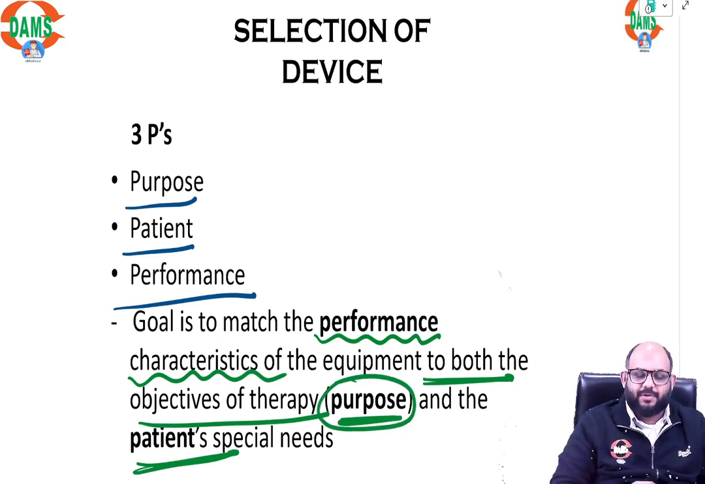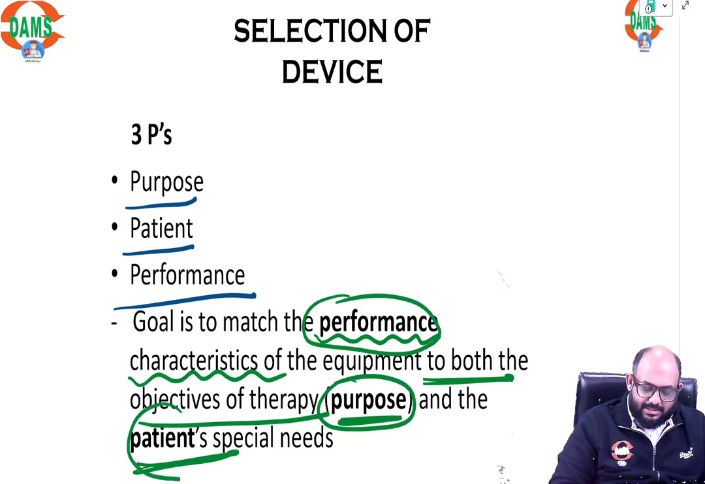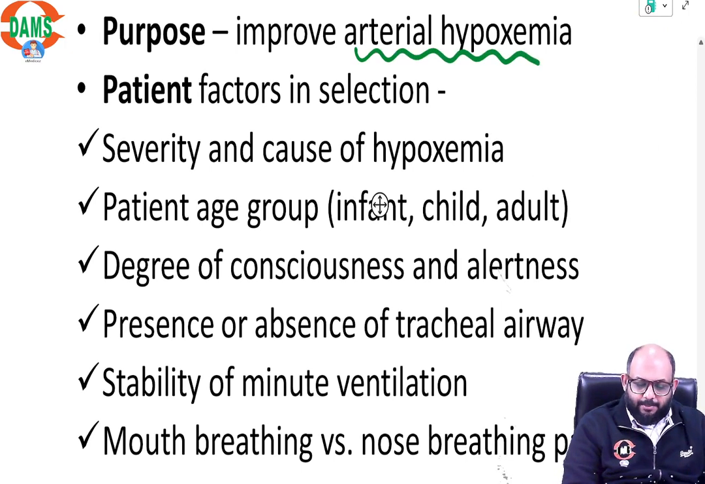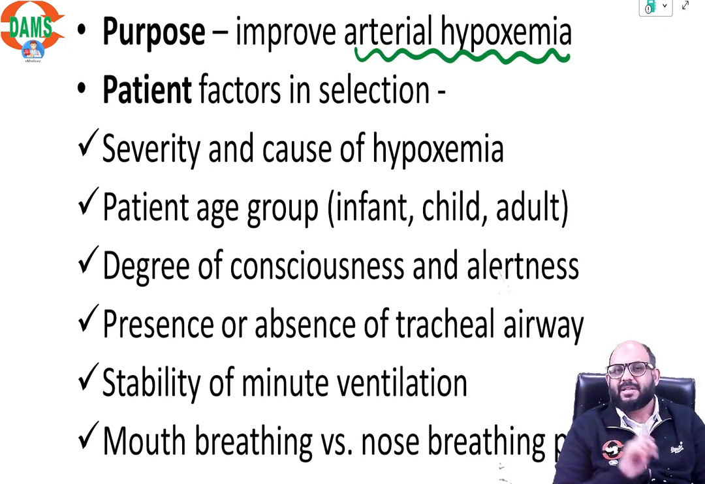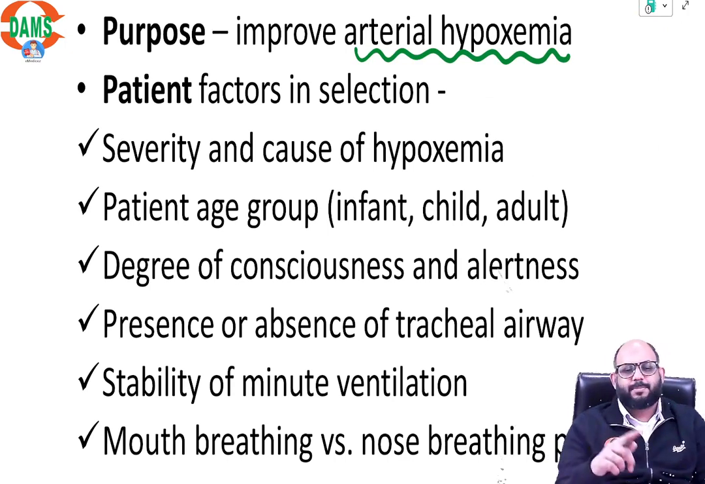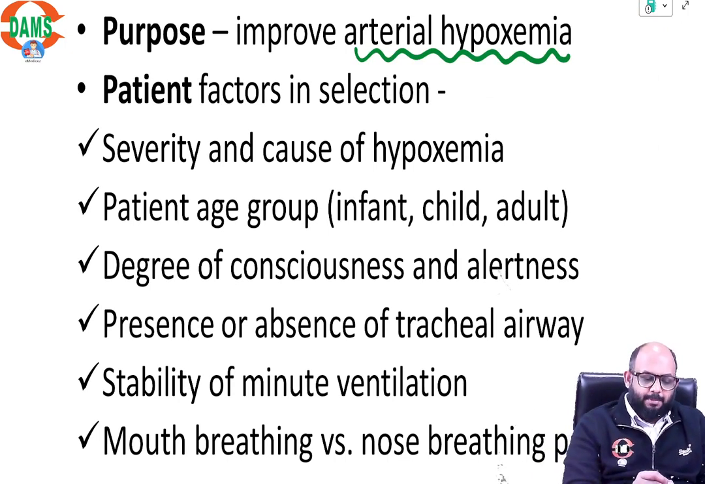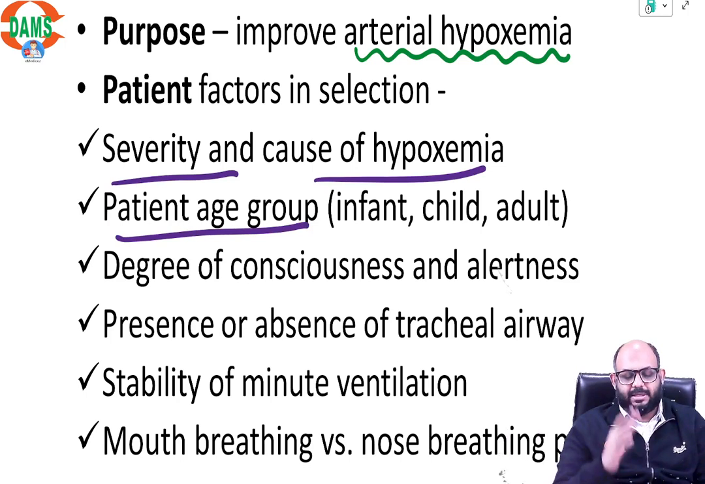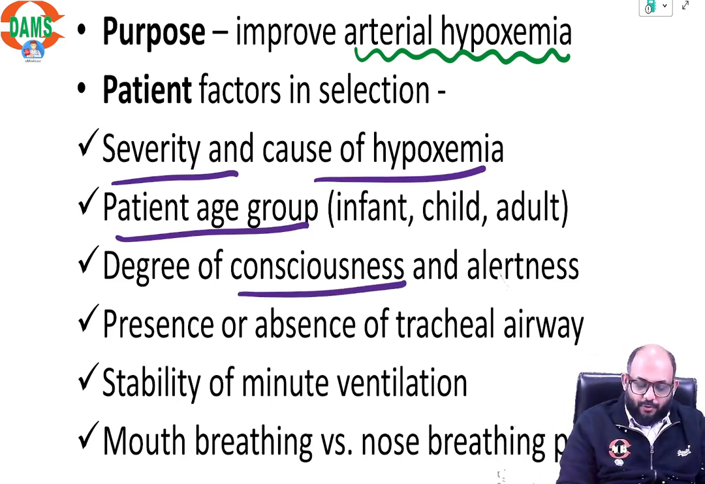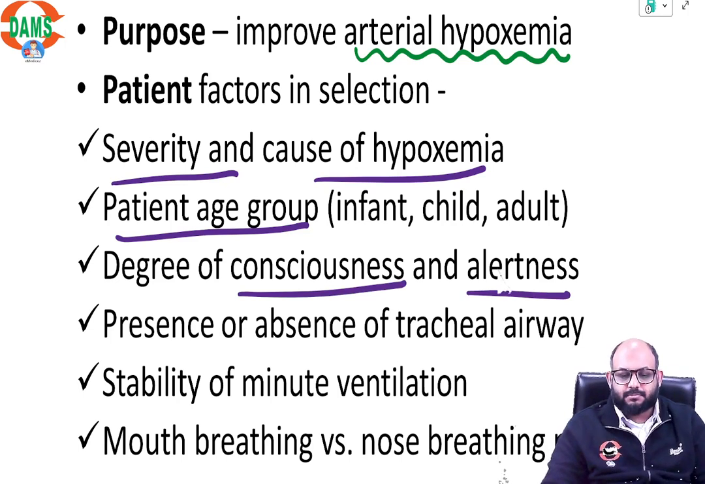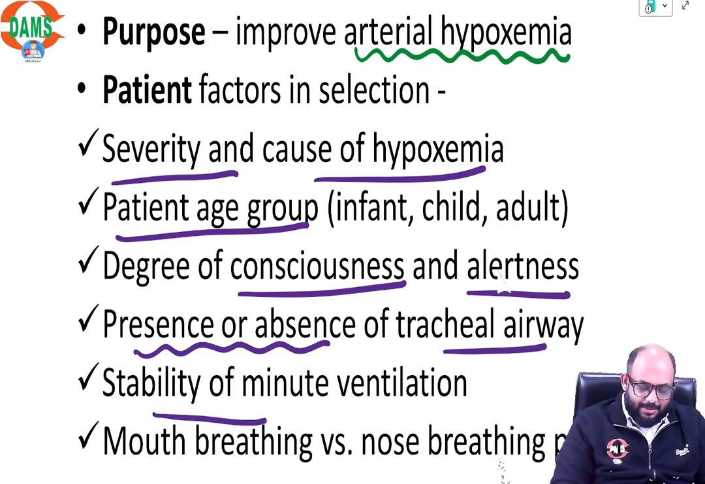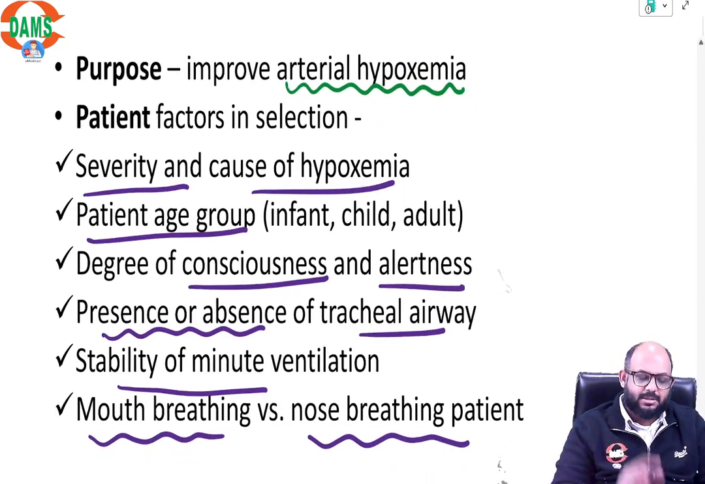What is the purpose of giving oxygen? What is the performance of the device? And what is the patient's need? Purpose is to improve arterial hypoxemia. See, we always write hypoxemia, we never write hypoxia, because I told you oxygen therapy doesn't mean you are going to treat hypoxia. The patient factors in the selection are severity and the cause of hypoxemia, patient age group, whether infant, child, adult, or elderly, degree of consciousness and alertness, presence or absence of tracheal airway, stability of minute ventilation, and mouth breathing versus nose breathing. These are the few factors that you keep in mind.